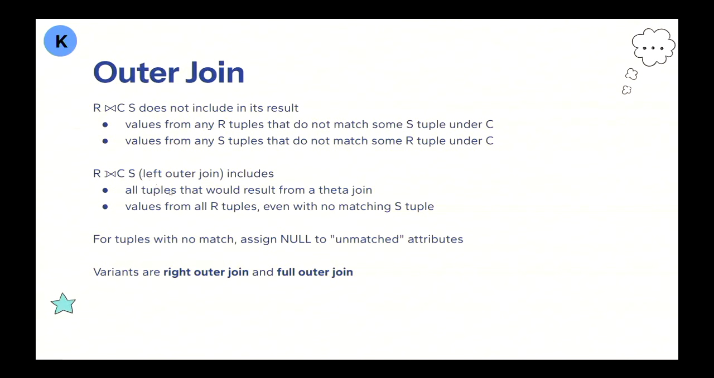But for outer join, other than the tuples or pairs of tuples fulfilling the conditions, we also include the tuples from a particular operand relation. So for left outer join, we are including all the tuples from the left operand. For right outer join, we are including all the tuples from the right operand. And for full outer join, we are including the tuples from both operand relations. So this is actually very similar to what we have learned in SQL. And the default behavior is also similar. So for unmatched attributes, we are assigning the default value of null.